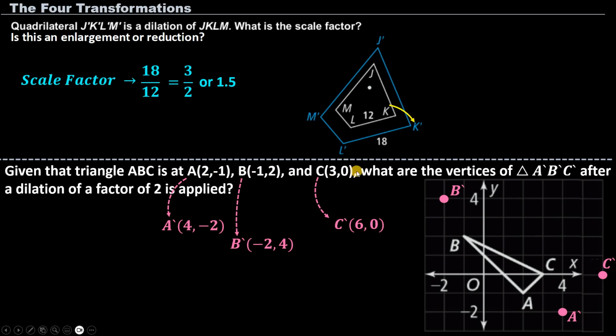So we just take our original vertices and multiply everything in it by 2, giving us our new triangle, which we can see not only is twice as large as the original white one, but also is twice as far away as the original white one from that fixed point of dilation, the origin.